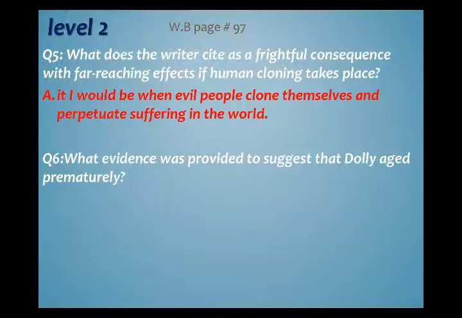We are having here question number 6. What evidence was provided to suggest that Dolly aged prematurely?